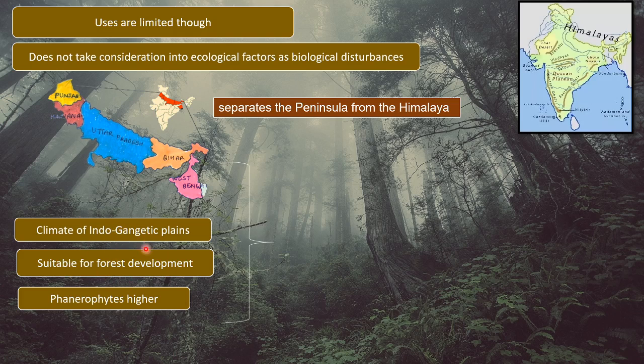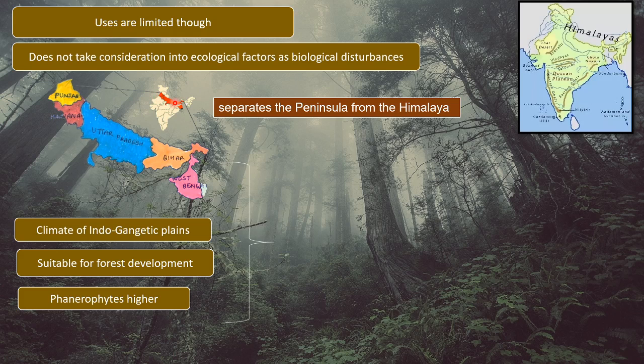So this is called Indo-Gangetic plain because Ganga comes from the Himalayas and gives water to all of these states, and these states have very fertile soil. Therefore it is suitable for forest development, and therefore phanerophytes should be higher in this area. Phanerophytes, we know these are tall trees, right? So this kind of tree life form should be higher in this place because of the fertility of the soil.